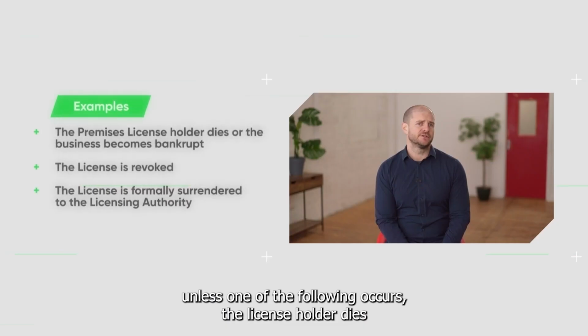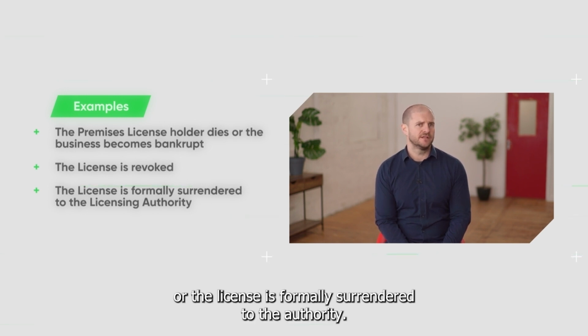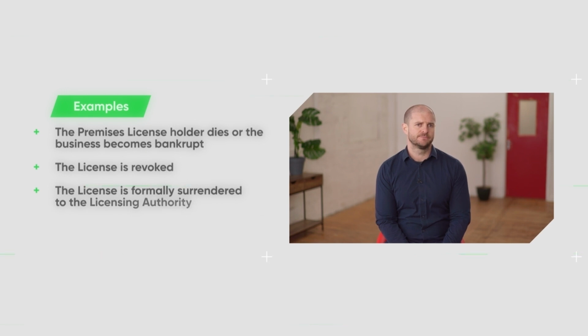Once granted, the premises license is indefinite unless one of the following occurs. The license holder dies or the business becomes bankrupt, the license is revoked by the authority, or the license is formally surrendered to the authority.